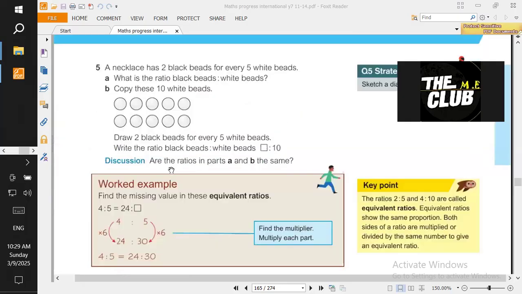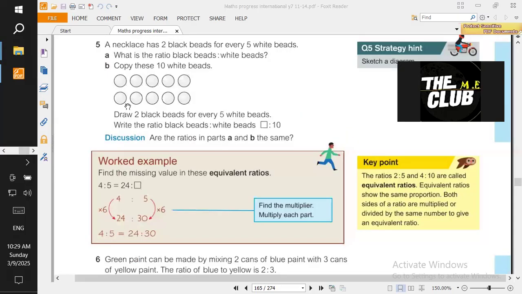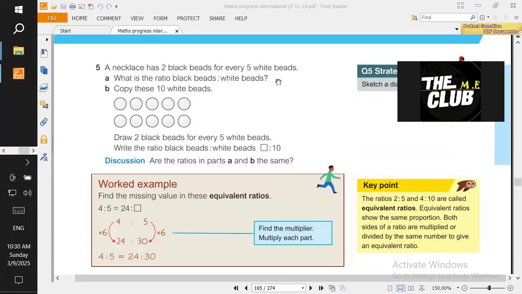Let's talk about ratios and how to answer questions with ratios. Now here, a necklace has 2 black beads for every 5 white beads. So every 5, it has 2 black. This means, let's cover them like this.